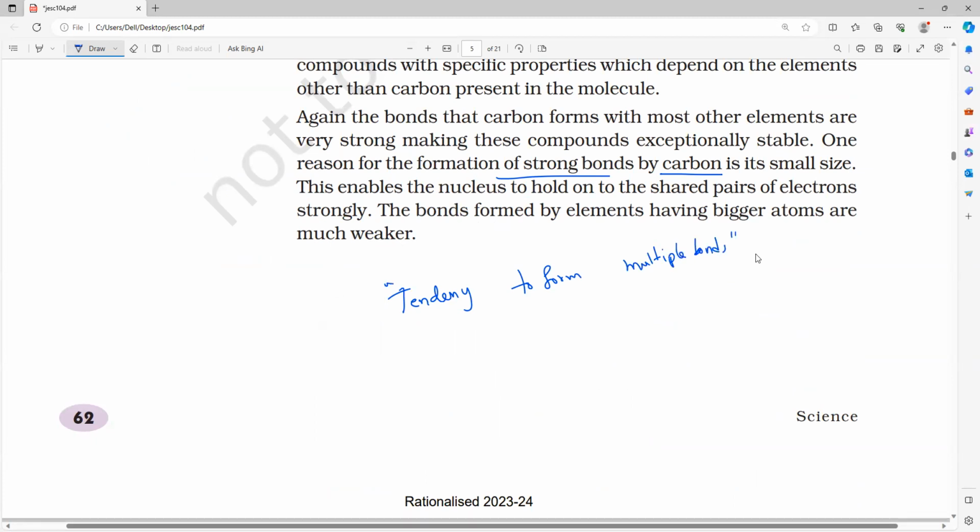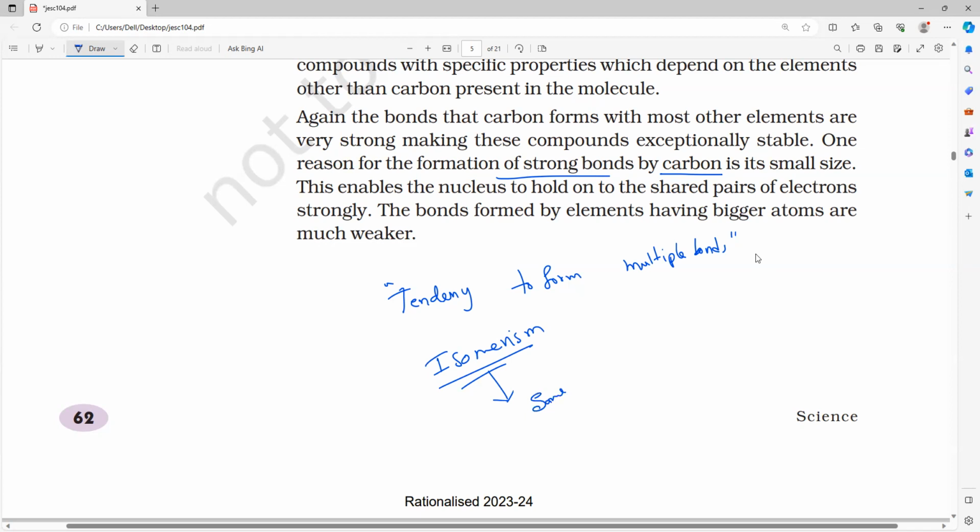So what is the first property? Catenation. Second property is tetravalence of carbon. And third property is the tendency to form multiple bonds. And what is the fourth one? Isomerism. Isomerism means, simply, keep it in mind: same chemical formula, but different compounds. Remember, different structures and different properties. That is what we call isomerism.